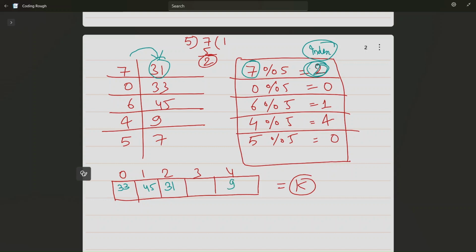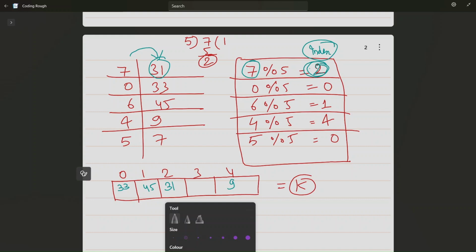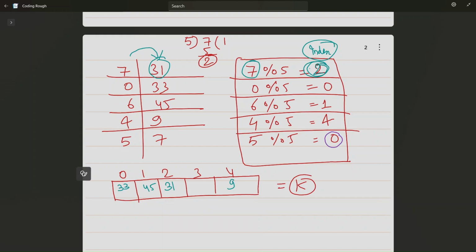Now, there is one interesting part. On the last key, this 5, we can see that it has again received the index 0. What it is trying to say is that you have to insert the value 7 again at index 0. Now think, is it possible to store two values at the same index? Right? No, it is not possible. So this is not possible, but we have to do something about it.